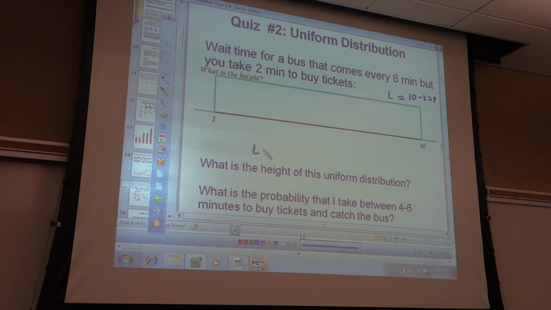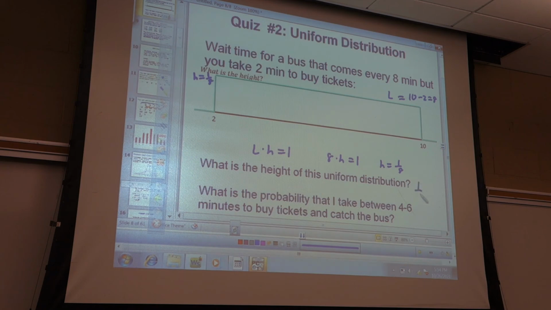I know the length times the height equals 1. So I know that 8 times the height equals 1. So the height must equal 1 over 8. Good? So 1 over 8 is the reciprocal. So the height h equals 1/8.